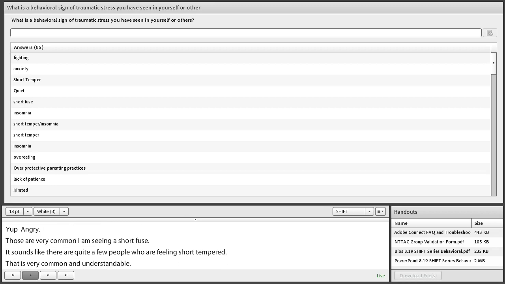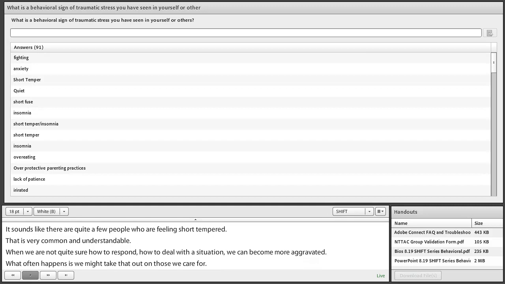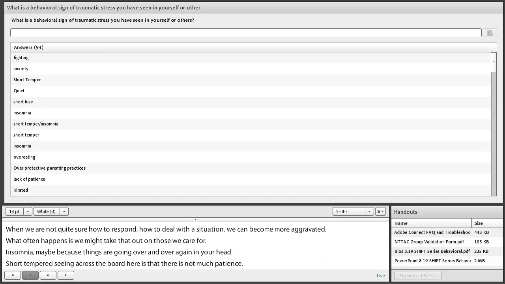That's very understandable. When we're not quite sure how to respond, how to deal with a situation, we can become more aggravated, and oftentimes what happens is we might take that out on those that we care for. So insomnia, maybe because things are going over and over again in your head, short temper, insomnia. What I'm seeing across the board here is that there's not much patience, there's a short fuse. Yeah, those are very common experiences.